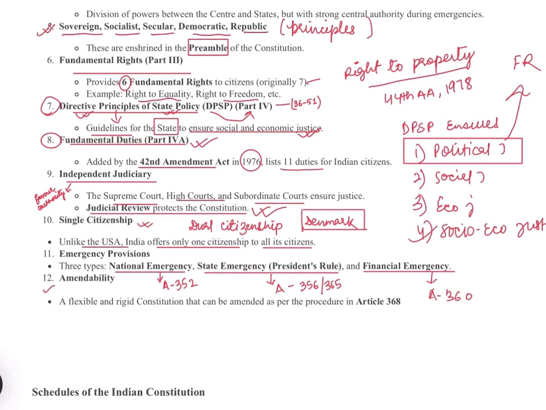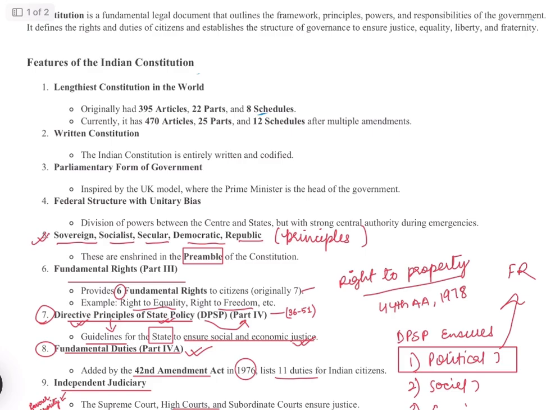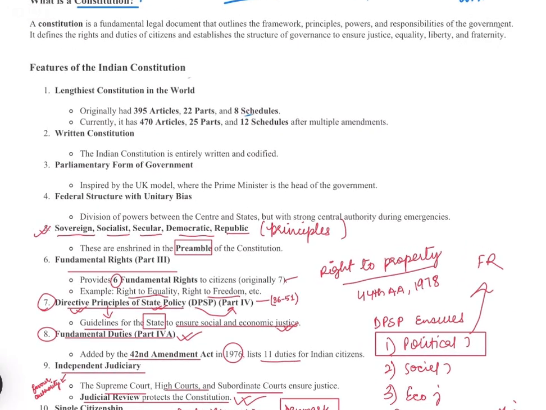Okay, next one comes amendability. Ours is a constitution which is a blend of flexibility and rigidity. Our constitution is flexible, and at the same time it is rigid, because some provisions are flexibly formulated and some are very rigid, that can be amended as per the procedure in Article 368. So Article 368 in the constitution talks about amendment in the constitution. Now these are the basic features and basic characteristics of our Indian Constitution.